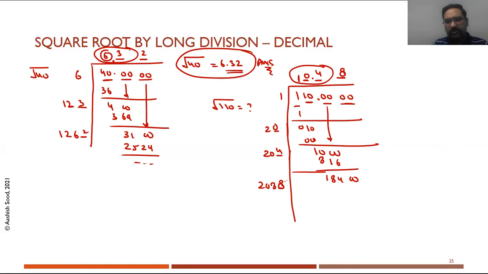Let's quickly check the calculations. So this will come out as 16704. Whatever is the exact remainder doesn't matter, because now I can stop at this point and I can say that my square root of 110 will come out to be approximately 10.48.